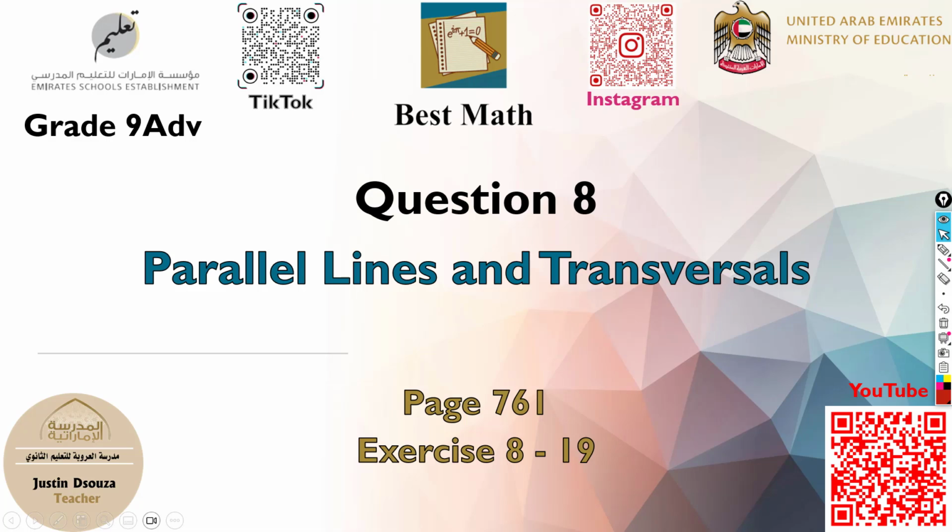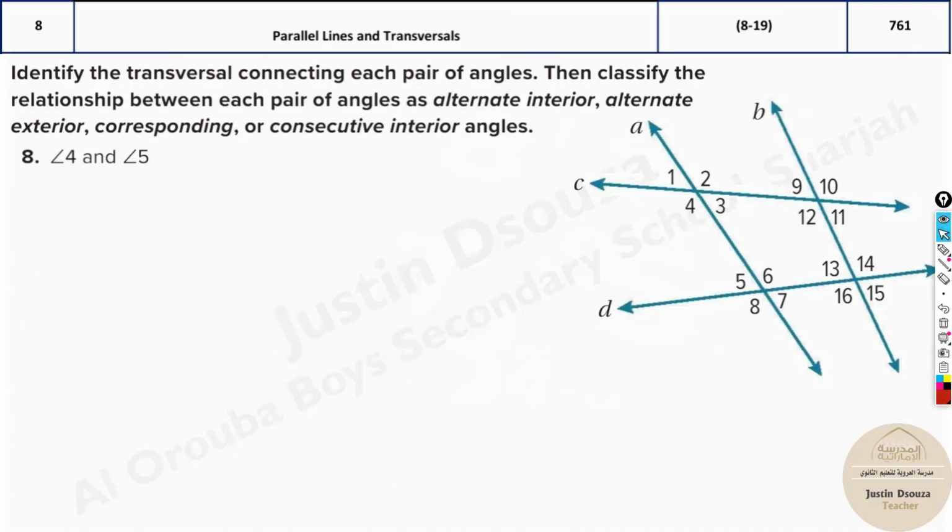Question 8 is about parallel lines and transversals. Here we have to find which is the transversal and what properties the angles relate to each other by. Now let's look at lines C, D, and A. These are just two lines, C and D, and you can see that line A is cutting both of them, isn't it? That line which cuts both the lines C and D is called a transversal.